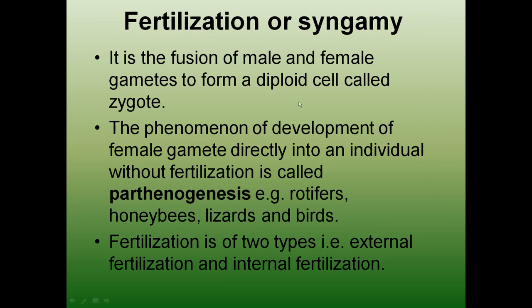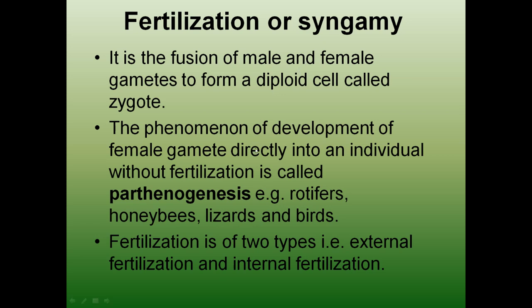Now move to the fertilization or syngamy. These are synonyms: fertilization or syngamy. Fertilization refers to the fusion of male and female gametes to produce the diploid zygote. So haploid male and female gametes are going to give rise to the diploid zygote.